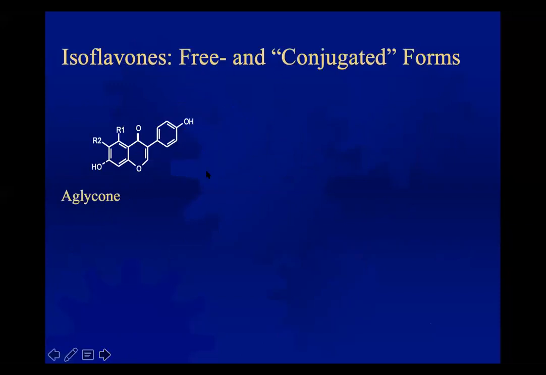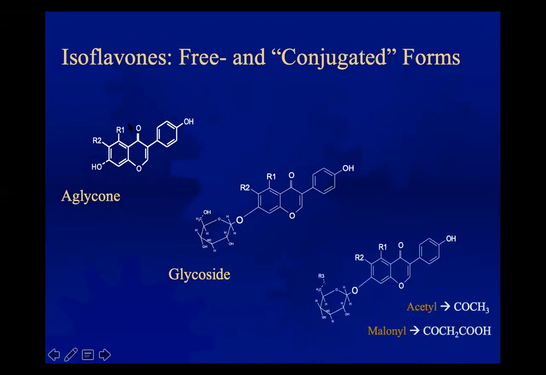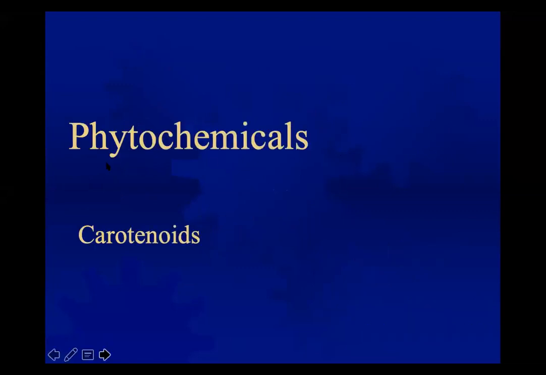Isoflavonoids can be in free and conjugated forms. Here, this is called aglycone. Aglycone means the basic skeleton of the isoflavonoid. When glycosylation occurs, they are called glycosides. So for isoflavonoid glycosides, an acetyl group can be added, or a malonyl group can be added, and this can produce more derivatives of the isoflavonoid.